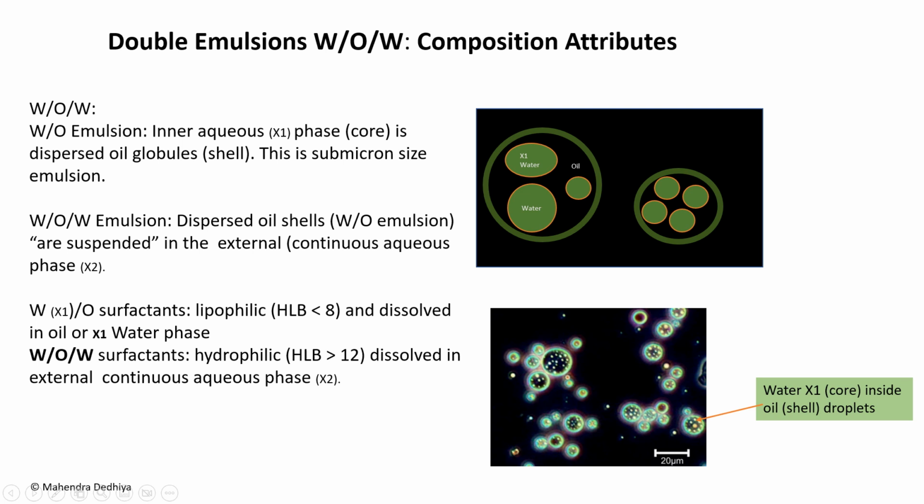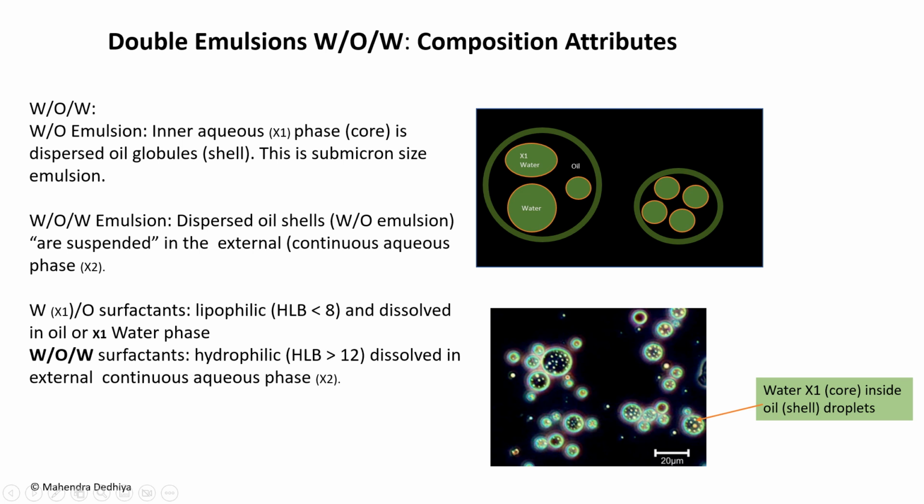The water, X1 or core, or internal or inner aqueous phase, is sometimes referred to as X1, and in this case X1 water is dispersed into an oil phase. This is sometimes referred to as a shell, or the encapsulated phase. This is emulsified again into a continuous phase of water.